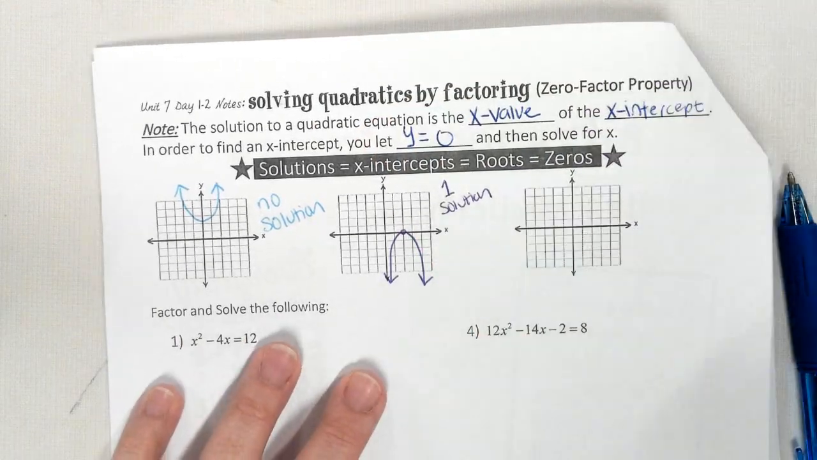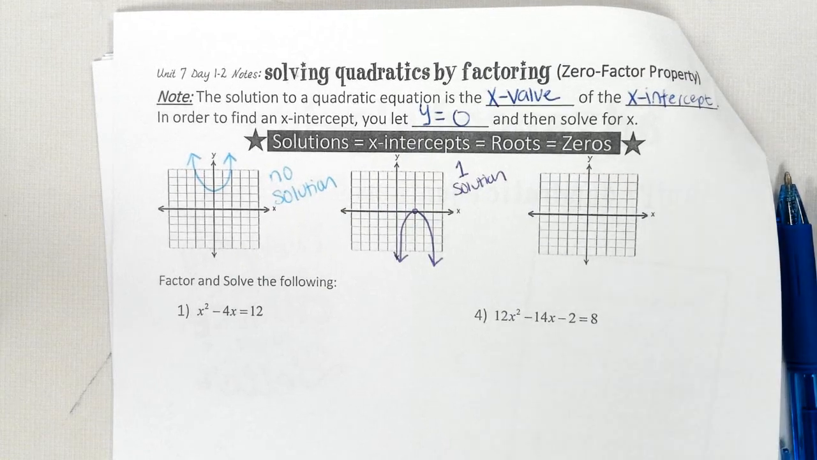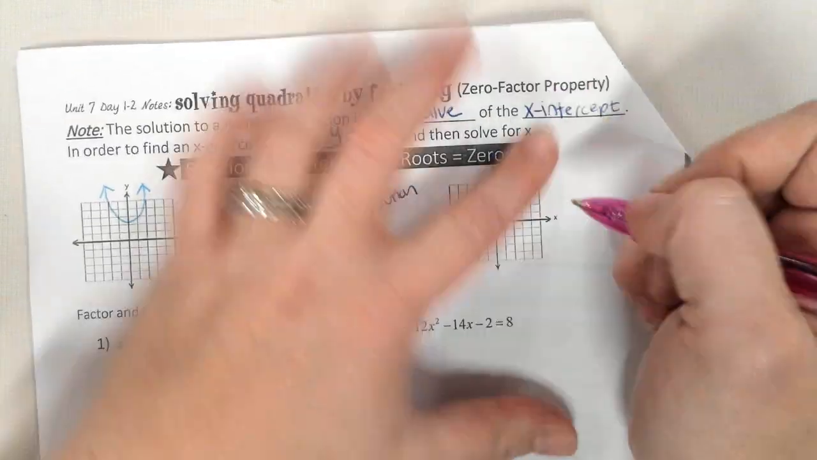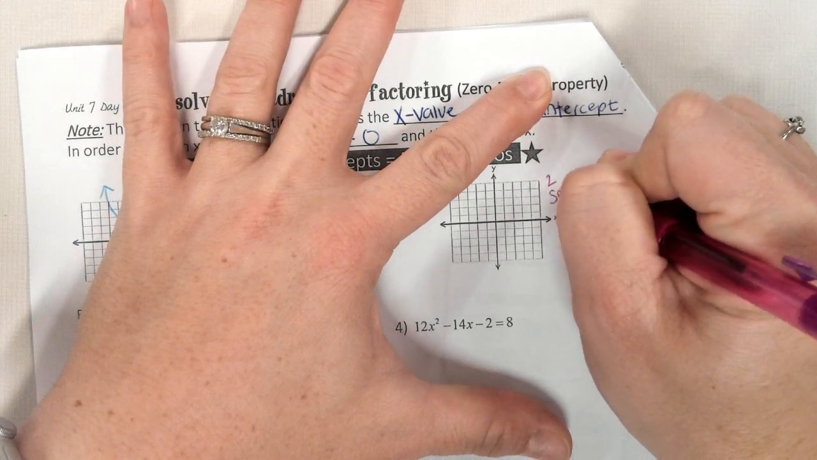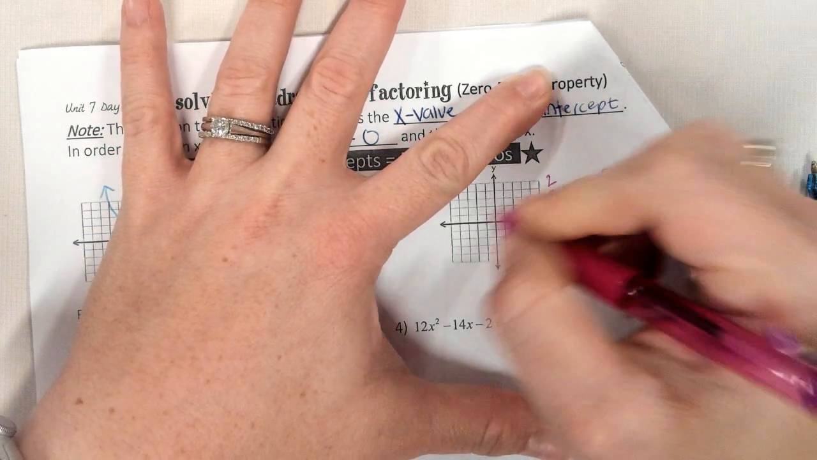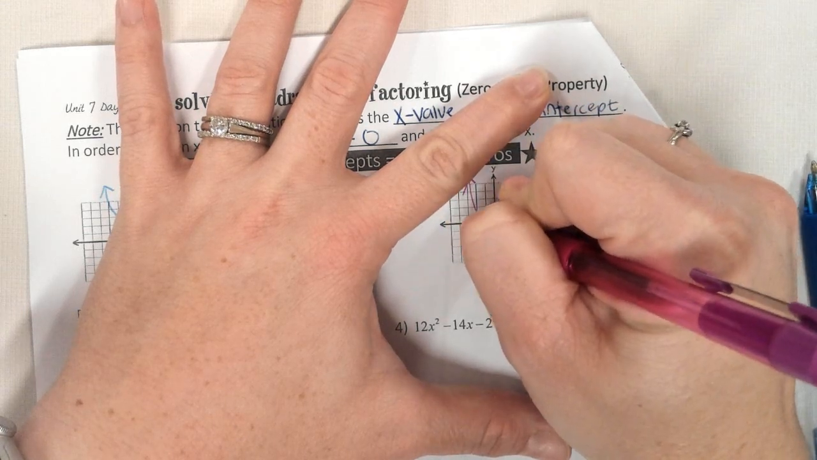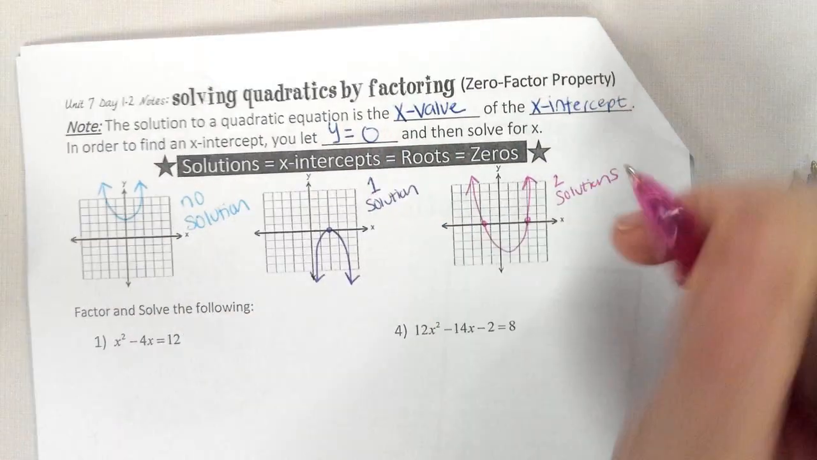And then the most common thing that you will see is 2 solutions. Two solutions is going to look like this. And see how it touches twice? So that's what 2 solutions would look like.